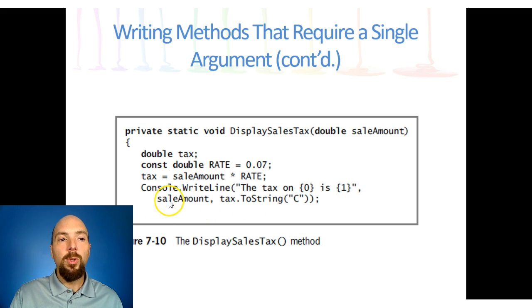Now notice nothing was returned back to the calling method. Once this one runs, it takes whatever number was passed in and does stuff with it, and when it's done, it'll go right back to the method that called it, and that's it.